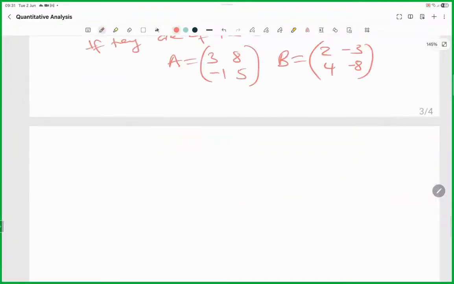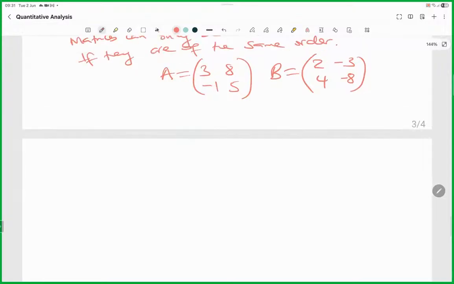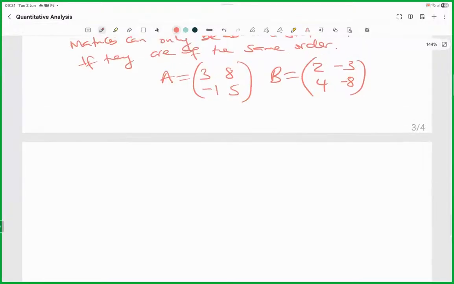How will this A plus B look like? Now, my very good students, please listen to me very well. What is going to happen here is that you will be taking this element, which corresponds to this. Same position elements will be added. So same position: we have here 3 plus 2, that gives me 5. Same position. How about this 8 plus minus 3?